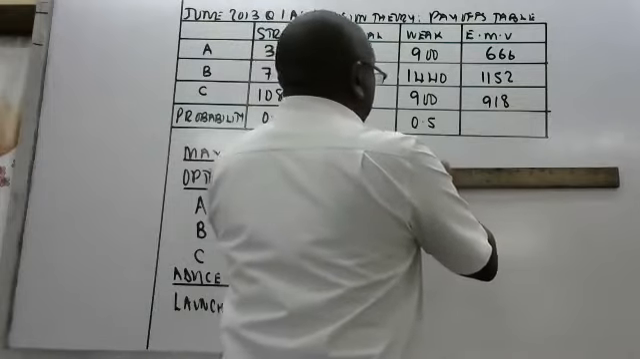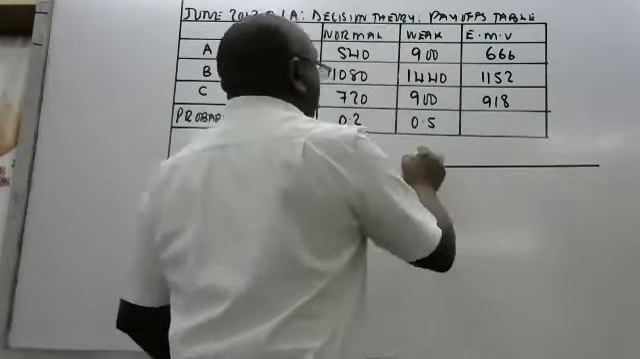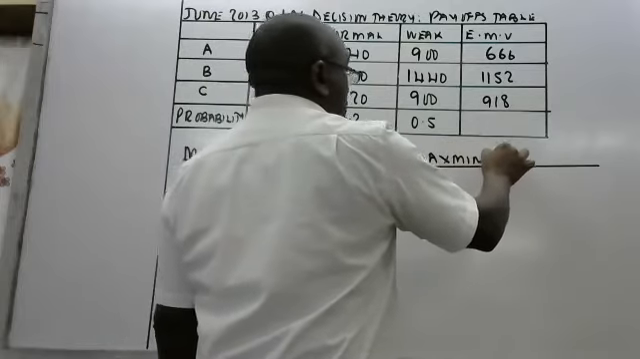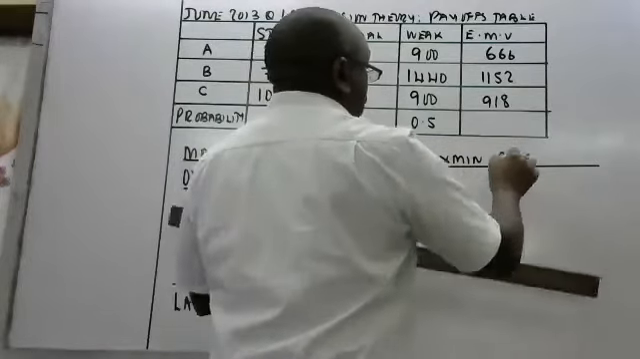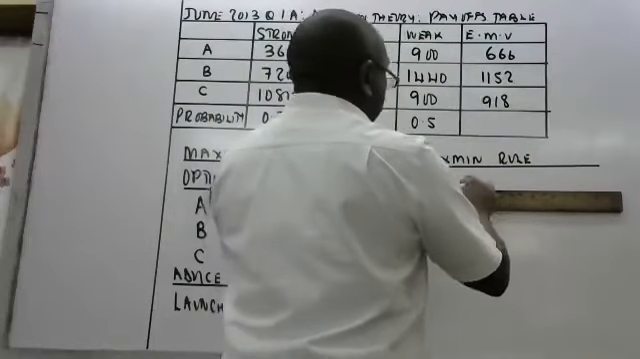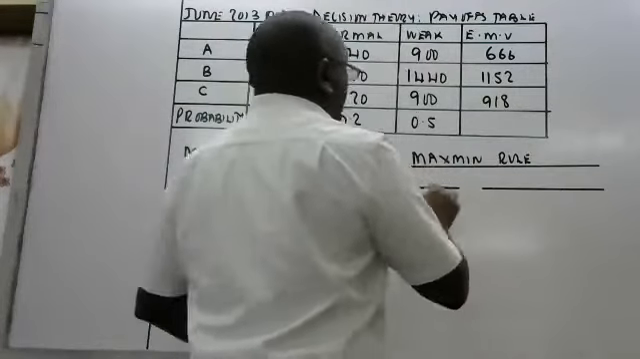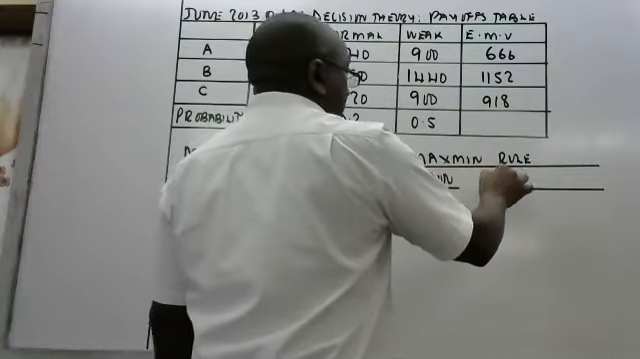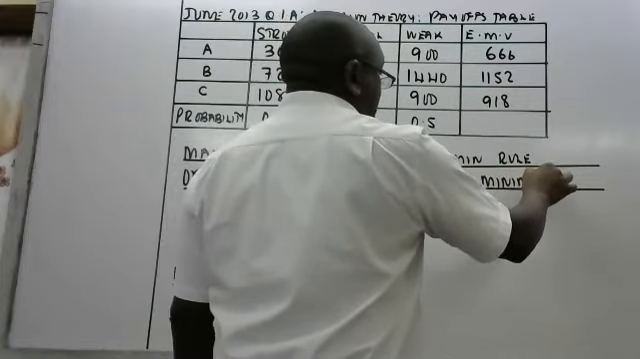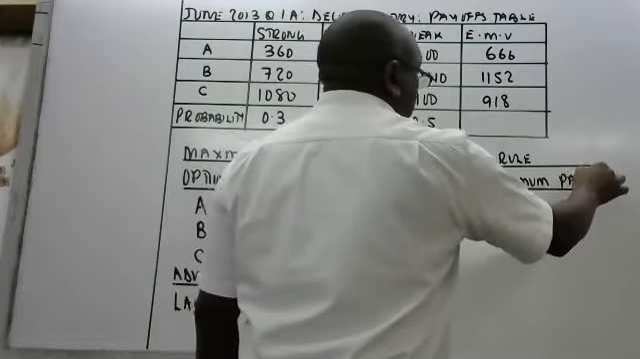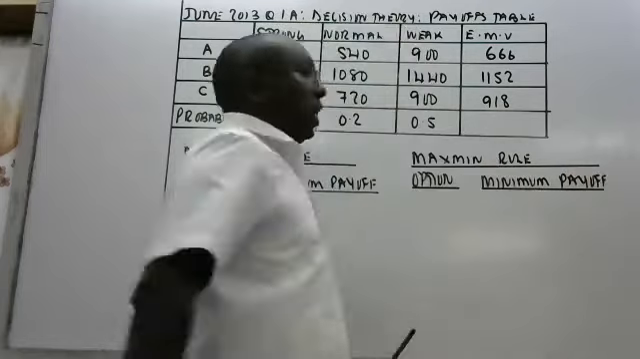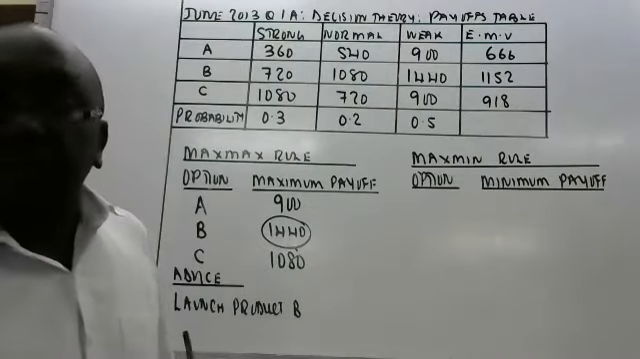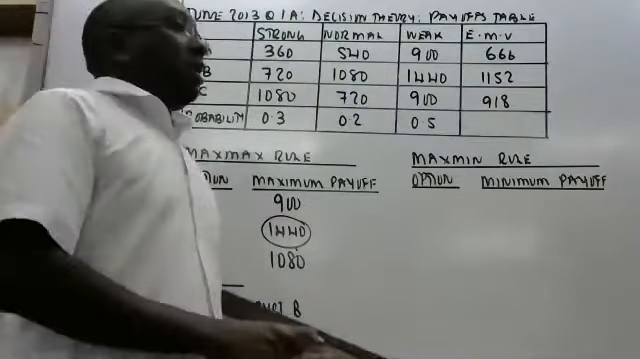The next rule that we need to remind ourselves about is called Max-Min rule. Here we need the option, then we extract the minimum payoff.